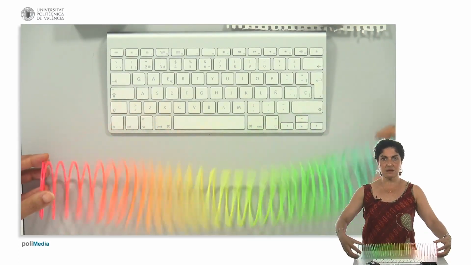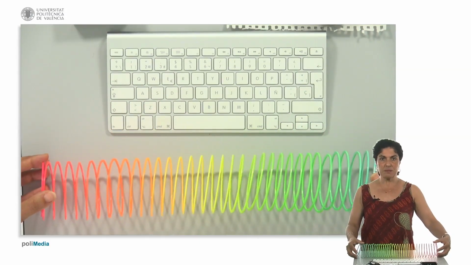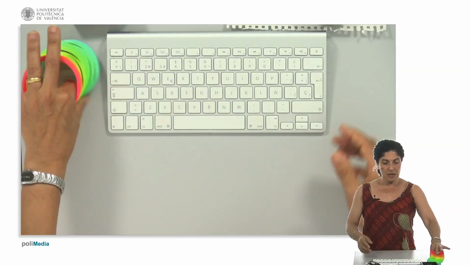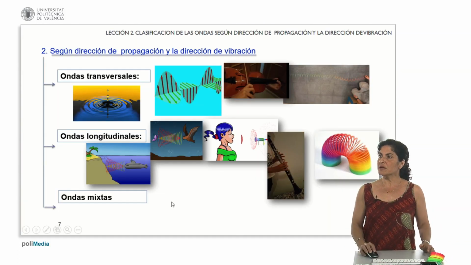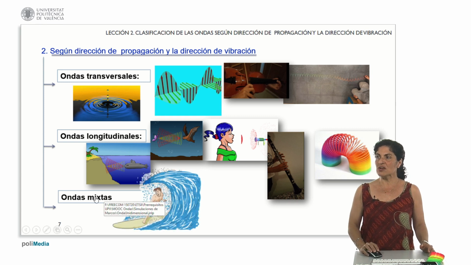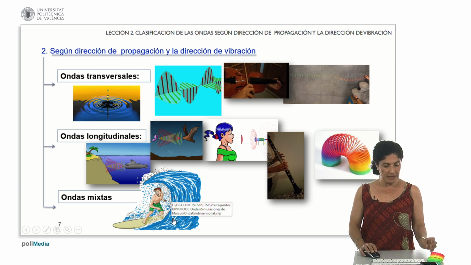And in the transverse, both movements would be perpendicular. Very well. But I can also produce waves that are defined as mixed waves, which is a combination of the two previous: transverse and longitudinal.